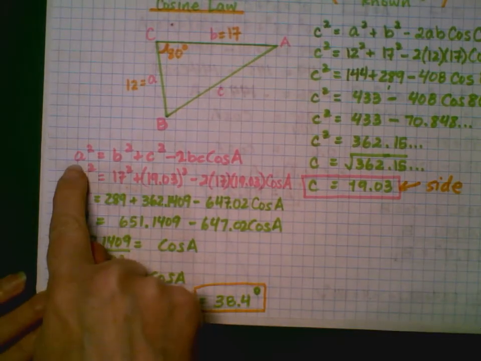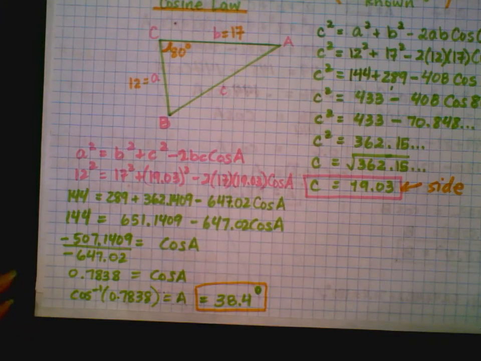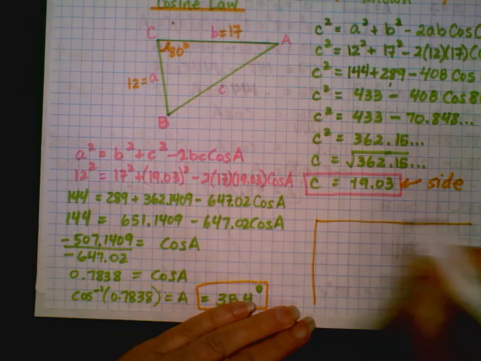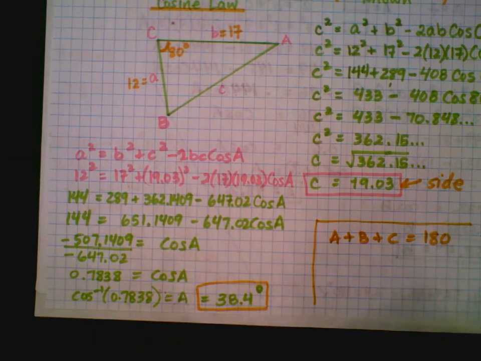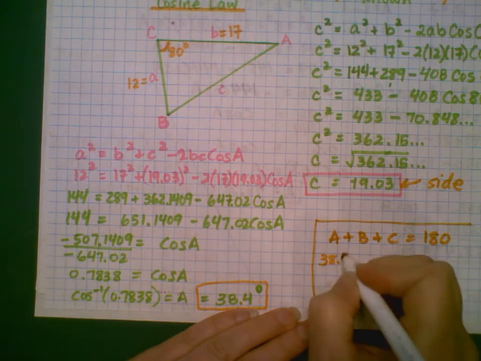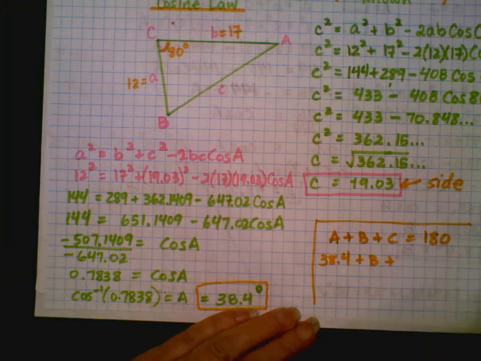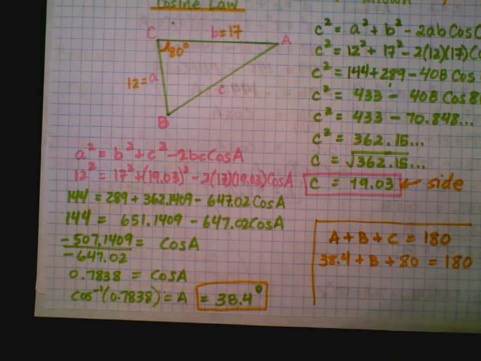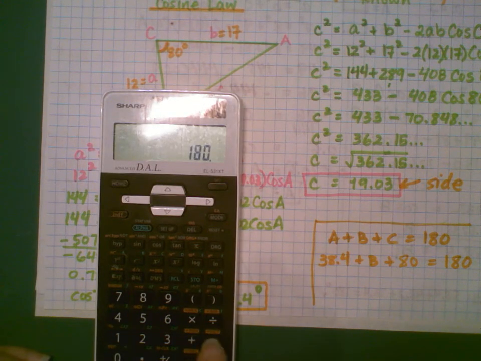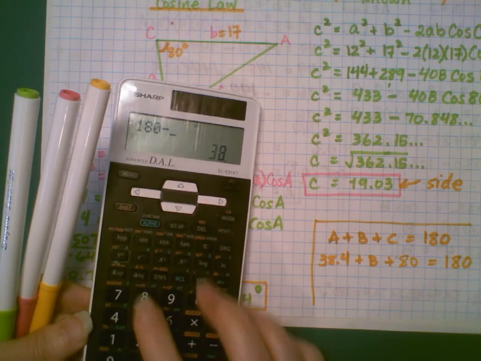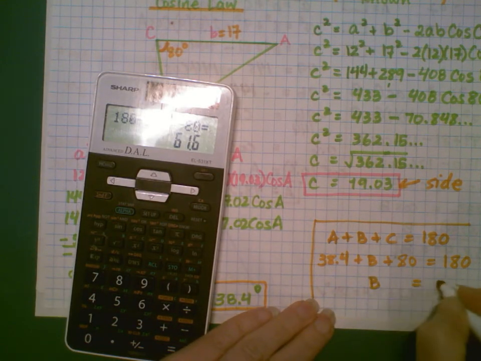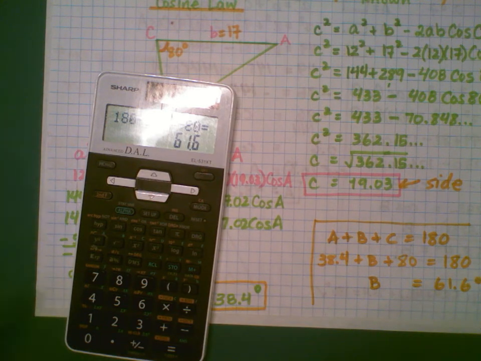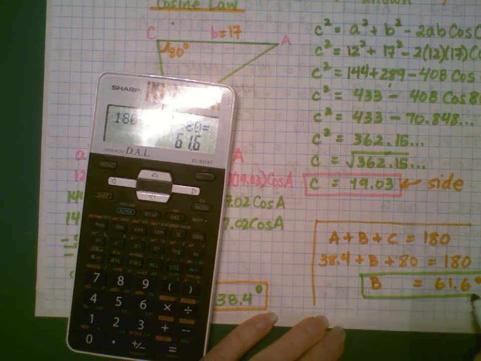Now I could go through the trouble of using the cosine law again to find angle B, but I have a shorter way. To find angle B, I can use the fact that the angle measures together should add up to 180 degrees. And that's going to be much quicker. We just found angle A was 38.4. I don't know angle B yet. Angle C is 80. So I can do a subtraction here to find angle measure B, and it's quicker than using the cosine law. So that's what I'm going to do: 180 minus 38.4 and minus the 80, and that's 61.6. And that is how you solve a triangle using cosine law.